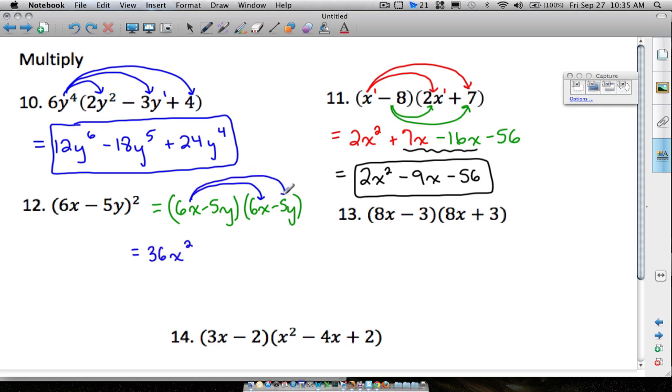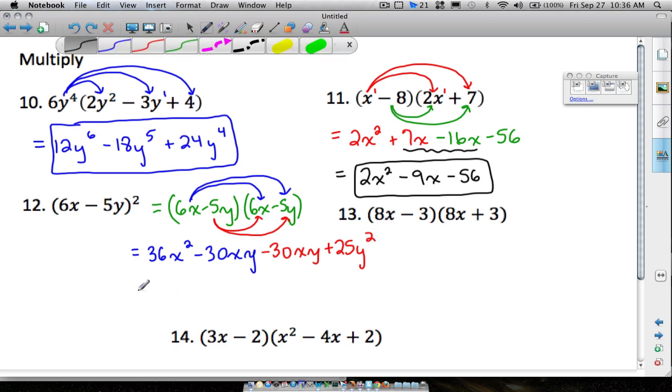6x times a negative 5y, that's going to be 6 times negative 5, that's negative 30. Then we have an x and a y, so we're going to put xy. Doing the same thing on the inside here. Negative 5y times 6x, negative 5 times 6 is negative 30. And then we have an x and a y again. I'm going to put them in alphabetical order. And then last but not least, negative 5y times negative 5y. Well, negative 5 times negative 5 is positive 25. A y and a y gives us y squared.